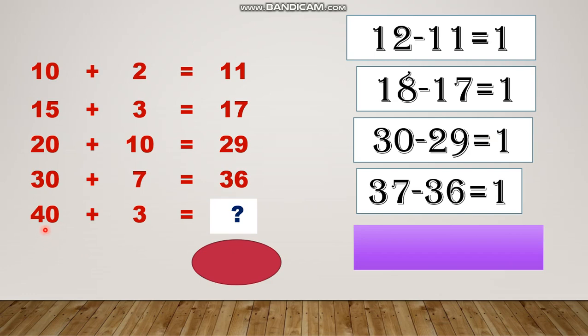Here also it is the same. 40 plus 3 is 43, minus 1 means 42. That will be your answer. The missing number is 42. We have identified the standard pattern and applied it to the fifth one. This will make you think differently.